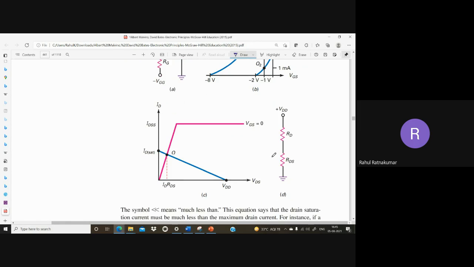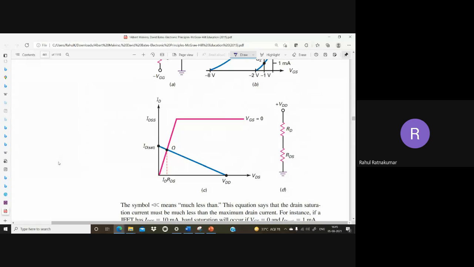So again, load line. We are drawing the load line. This is the output characteristic. This is the load line. Over the load line, I'll plot the device characteristic. So I'll call this the Q point. This is my Q point. So these are the operating conditions. ID versus VDS. This is ID, this is VDS. So this is the operating point.